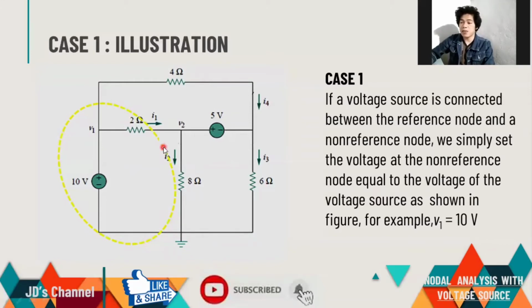Okay, so sabi daw doon, if the voltage source is connected between the reference node, which is itong baba, and a non-reference node, we simply set the voltage at the non-reference node equal to the voltage of the voltage source as shown in the figure. So, yeah, for example, V1 is equal to 10 volts. So, yan po.